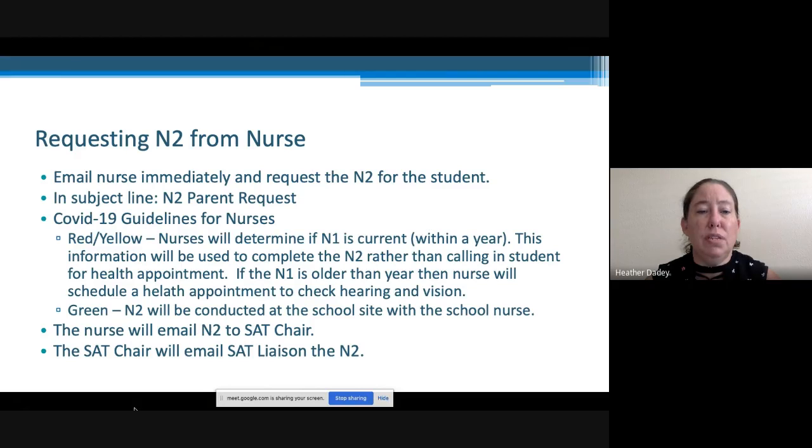COVID-19 guidelines for nurses are as follows. As long as we're in yellow or red, nurses will determine if the N1 is current, which means it was within a year. If this information is incomplete or older than a year, then the health office will call the child in to do a health appointment and collect that hearing and vision. If we're in green, then the N2 will be conducted like normal at the school site with the school nurse. The nurse will email the N2 to the SAT chair. The SAT chair will email the SAT liaison with the N2.